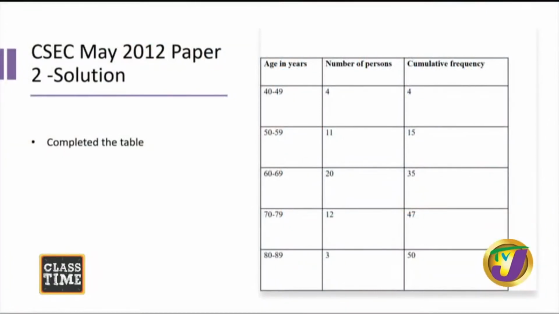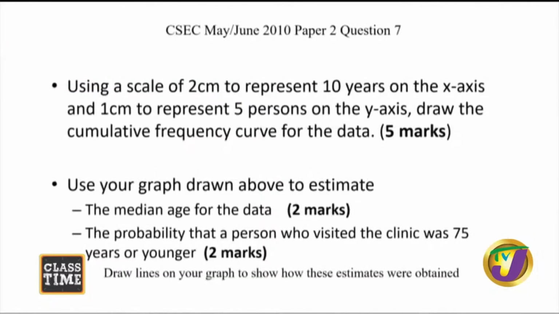All right. You want us to step it up? Definitely. Let's step it up. So here you're asked now to use a scale of 2 centimeters to represent 10 years on the x-axis, that's your horizontal axis, and 1 centimeter to represent 5 persons on the y-axis. And we're going to draw a cumulative frequency curve for the data. That's 5 marks. But hold on there. Let's take a step back.